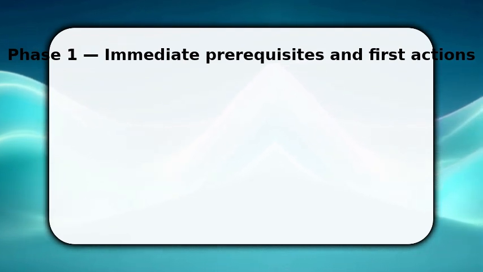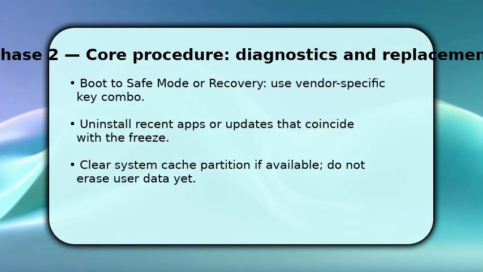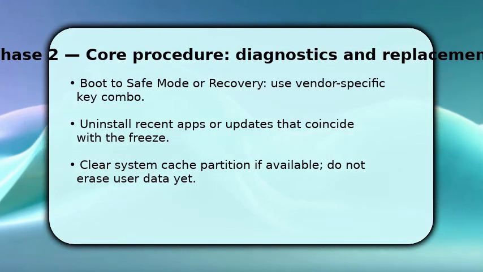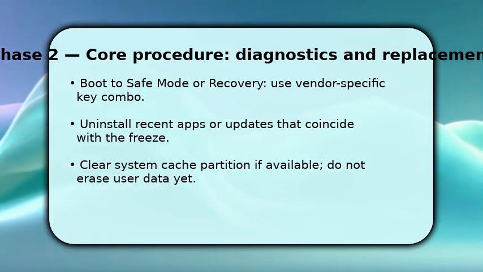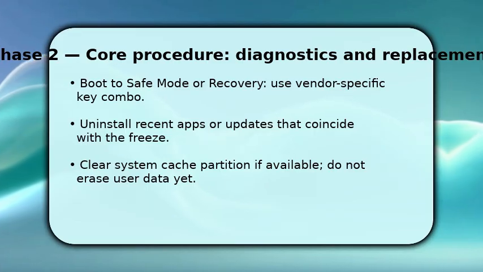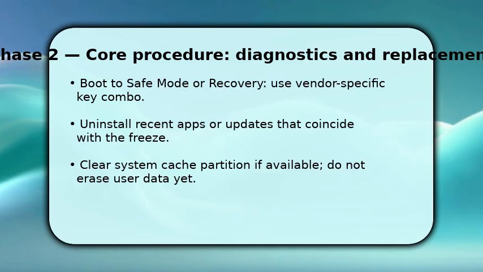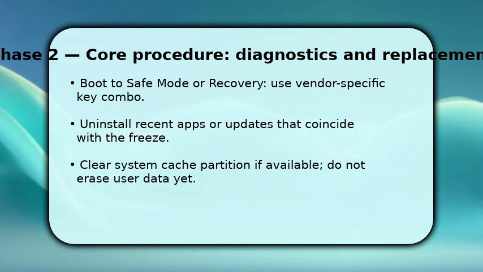Once you can't rely on a normal restart, boot to safe mode or the recovery menu using the manufacturer's key combination. This prevents third-party apps from loading. In safe mode, uninstall the most recent apps or updates added just before the freeze. These often cause conflicts. If you access recovery, choose Clear Cache Partition to remove temporary system files without deleting personal data. These steps isolate software causes and often restore a responsive lock screen.